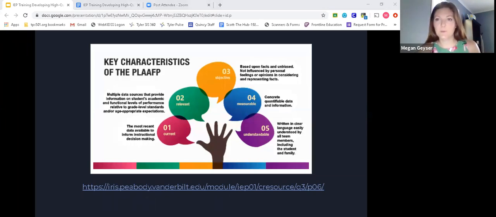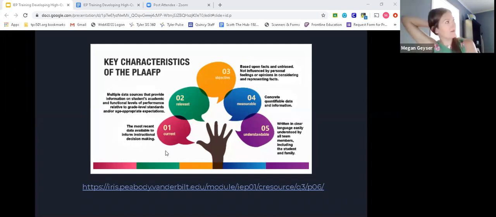All right, so to review, the key characteristics of a PLAAFP in the illustration here. I'm a visual person. I like to see the big picture. I think this reflects really nicely the data sources that we need: recent data, current data, multiple sources of data, et cetera. But I really want to focus and highlight characteristic number 5, that a high quality PLAAFP should be written in clear language, easily understood by all team members, including the student and the family.